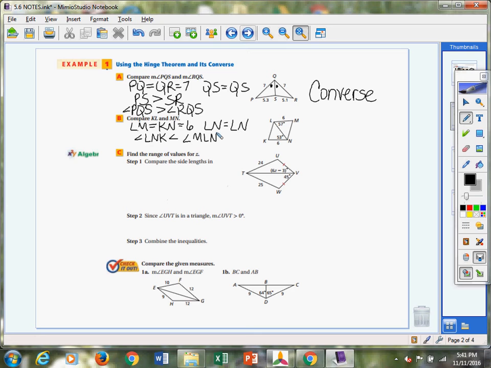You could have written it the opposite. You could have said MLN is bigger than KLN or KNL, okay? So however you wanted to write that, I just started with a smaller angle. You could have started with the larger angle.